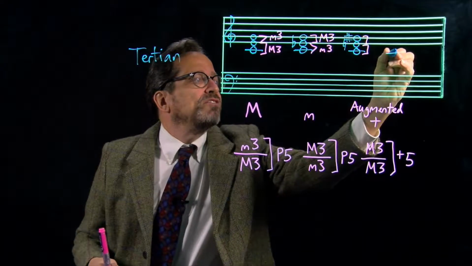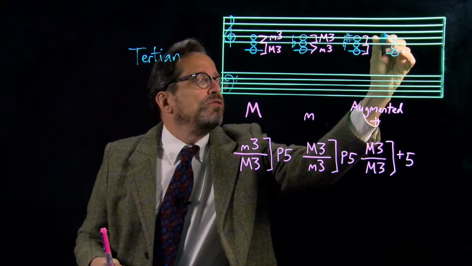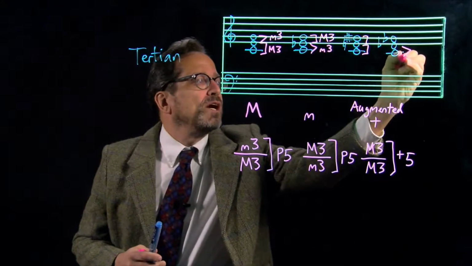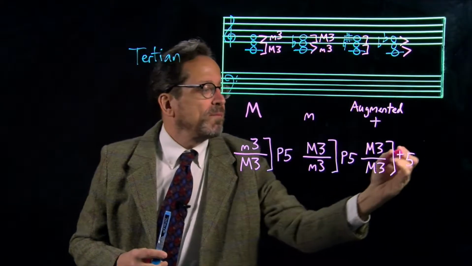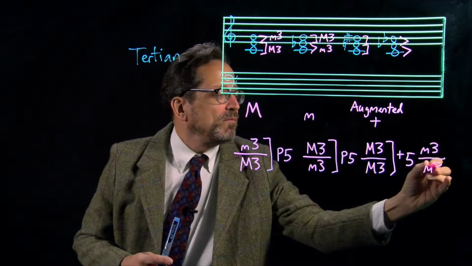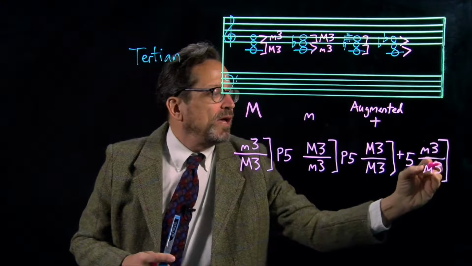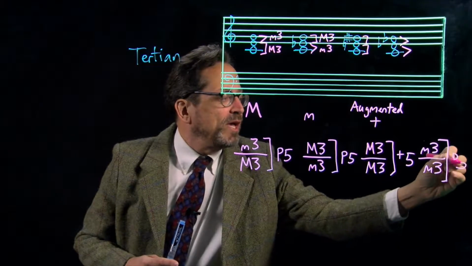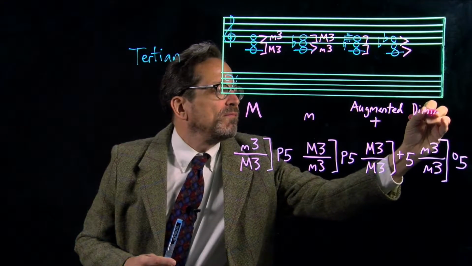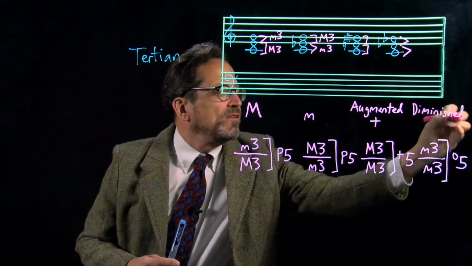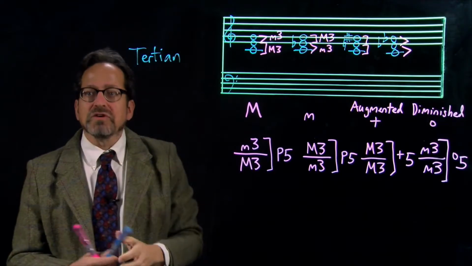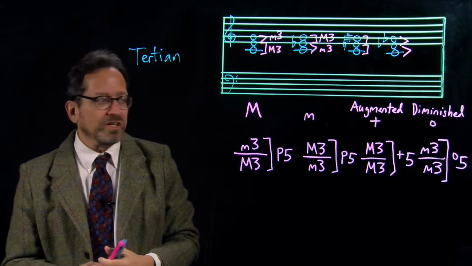Finally, if we stack 2 minor thirds, so minor third, minor third, together, that makes up a diminished fifth. That is a diminished triad. And we signify that with a degree symbol, which we've also seen for diminished intervals.